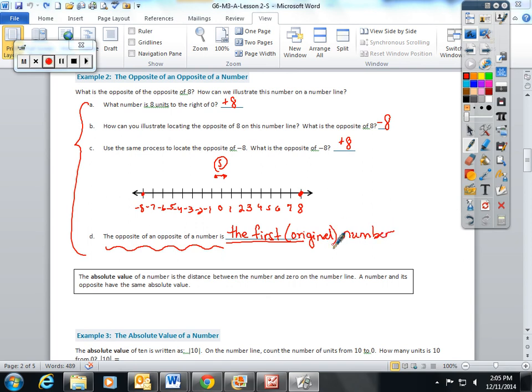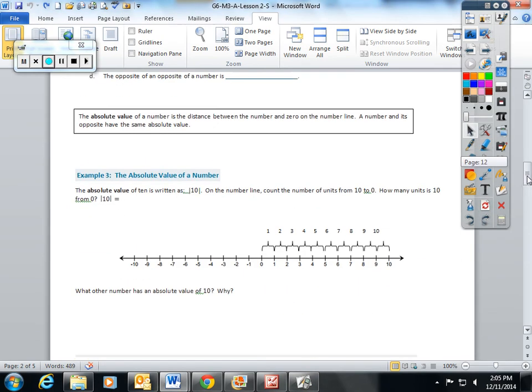Okay? Now we're going to go on to absolute value. The absolute value of a number is the distance between the number and 0 on the number line. A number and its opposite have the same absolute value. Okay, this is the most important part of the next section. So let's go down and see if we can try a couple of examples together.